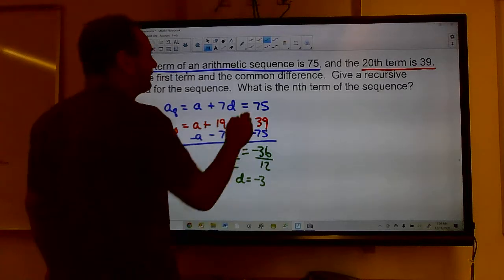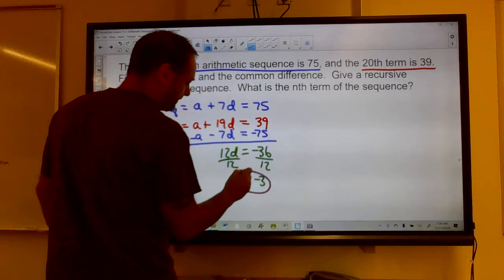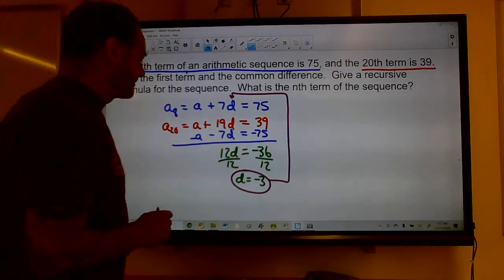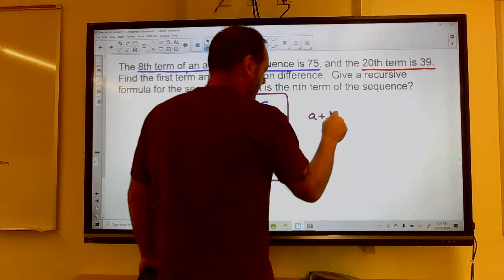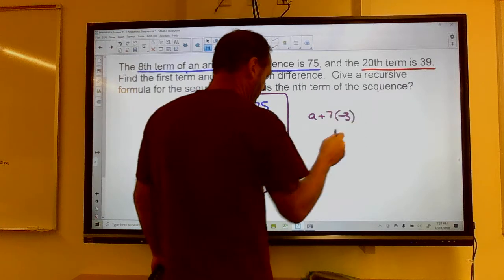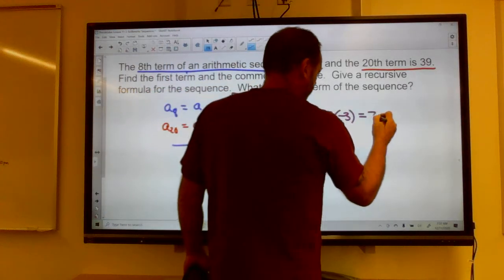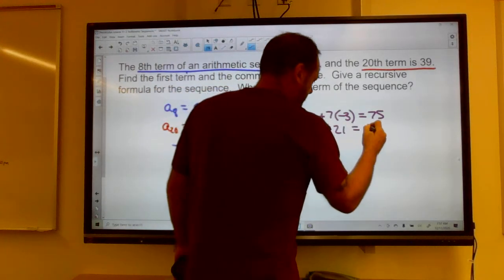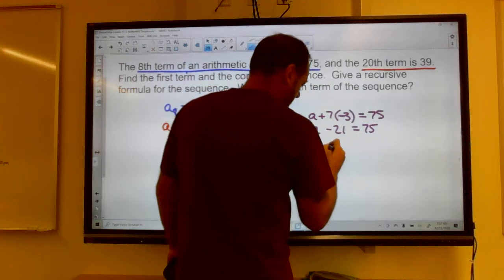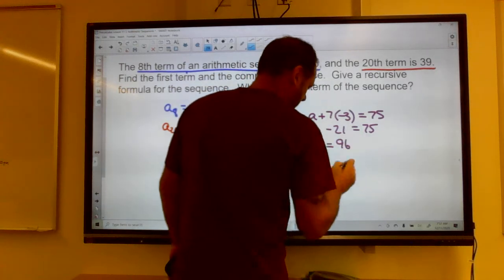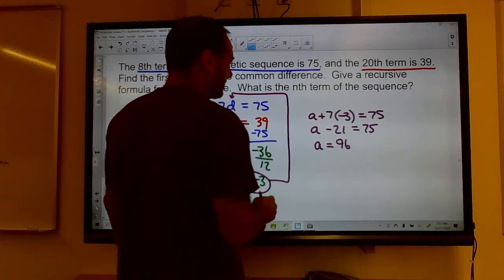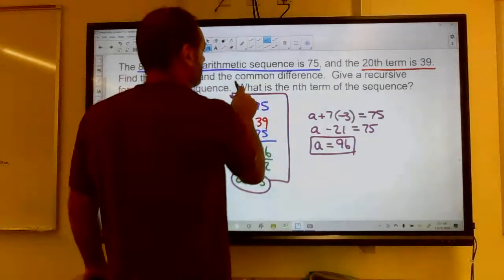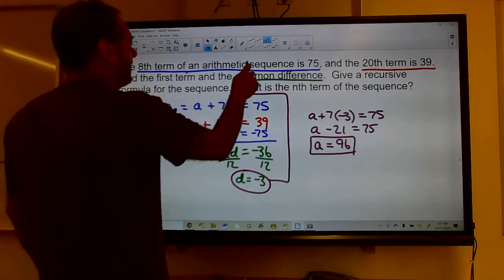Once I have the common difference, I can plug it into one of the original equations and figure out what a is. So a plus 7 times negative 3 is going to be 75. So a minus 21 is 75. Then add 21 to both sides, and I get 96. So a is 96. I found the common difference, and I found the first term.